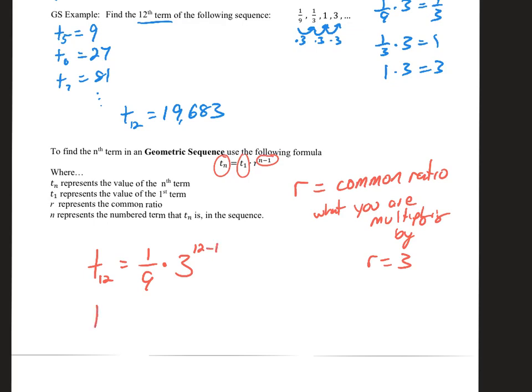All right, so what is that? 1/9 times, let's see, 3 to the 11th is 177,147. Times that by 1/9, and you get your 19,683.